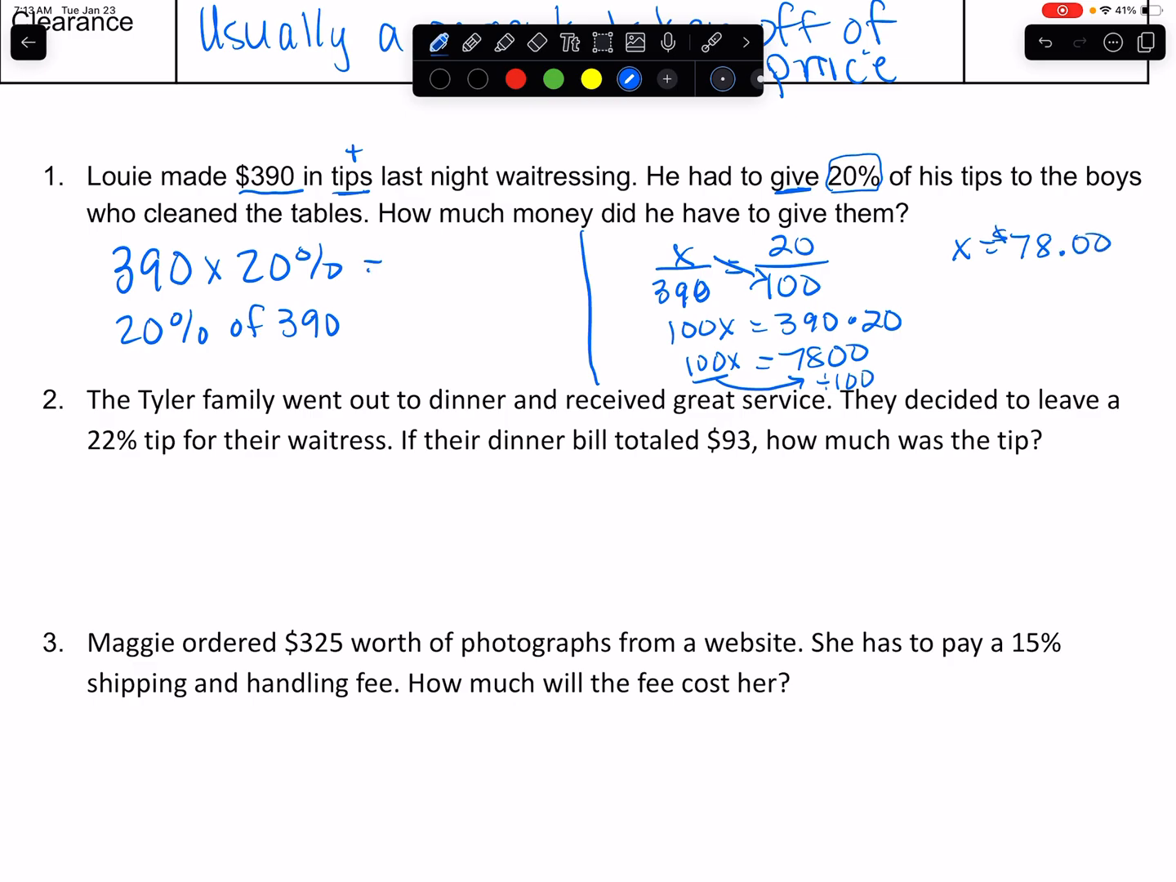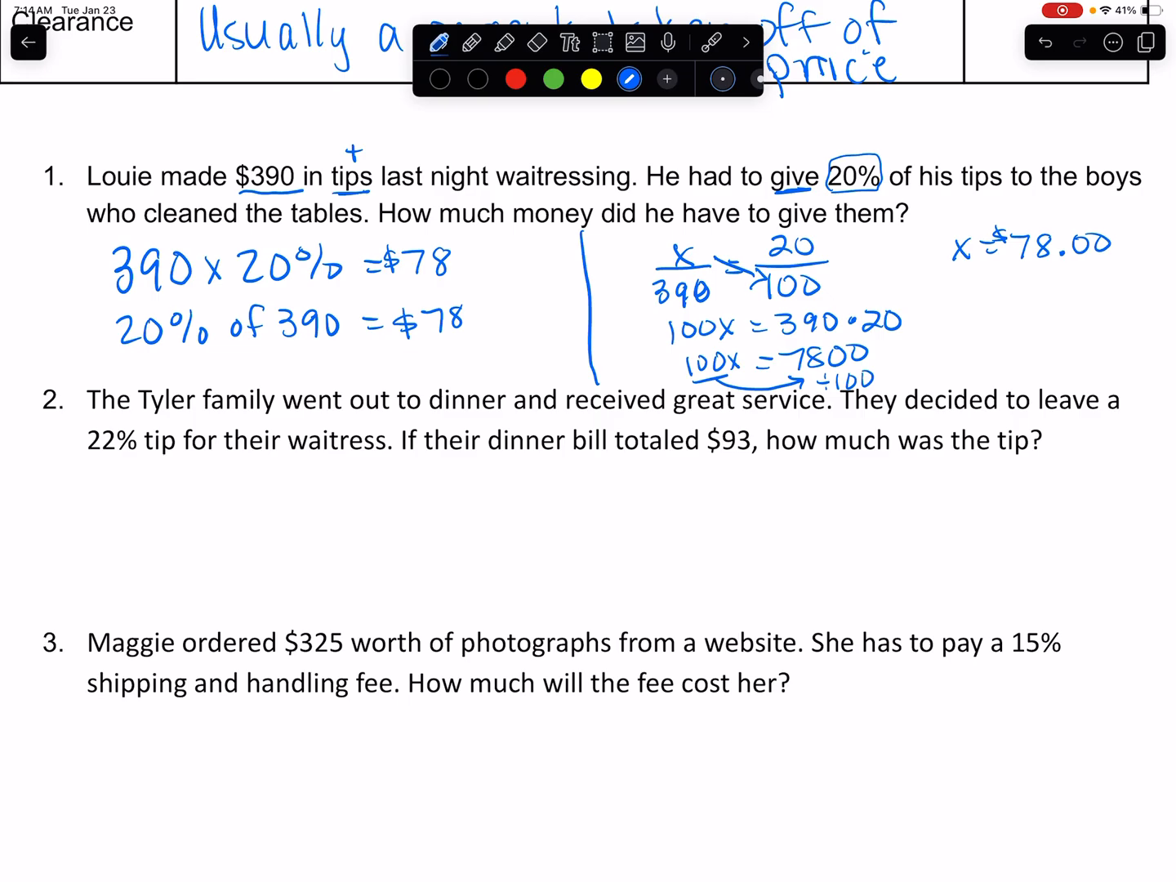Then I have to remember that it is dollars. Now, if I use my calculator, 390 times 20% is 78, and we have to remember to put the dollar sign with it. So that is one way to do those. Well, that's three ways to do those.